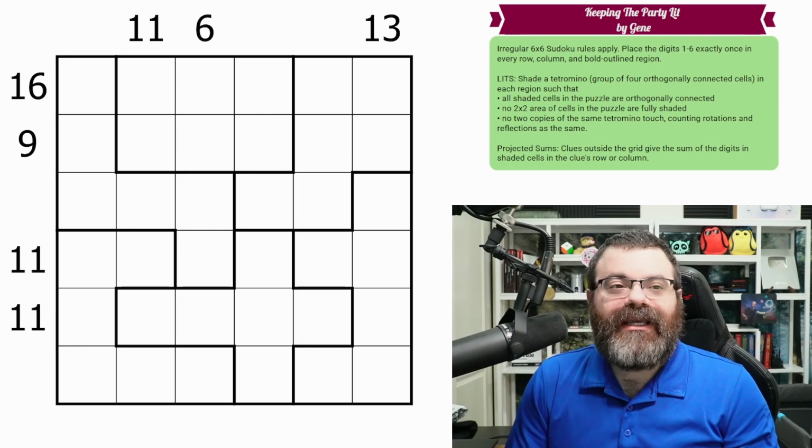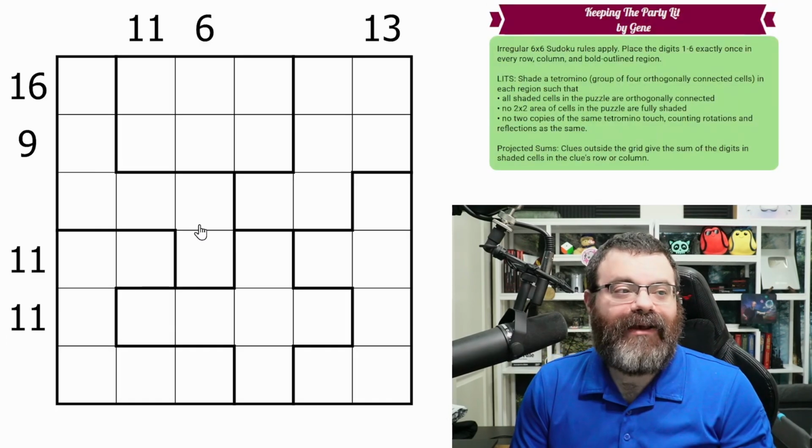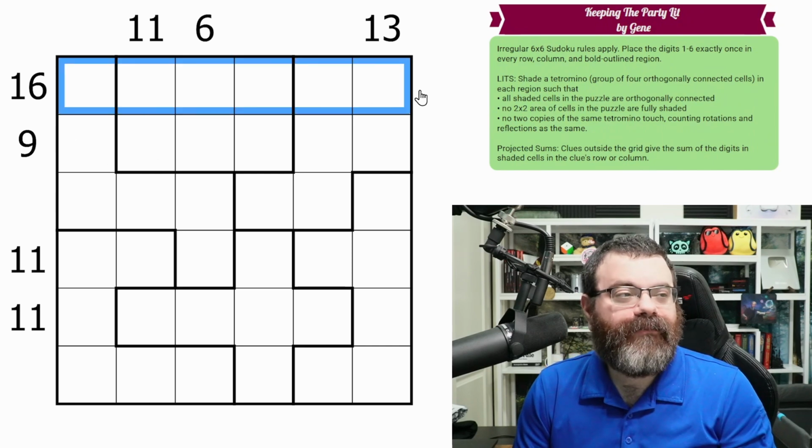Those are the rules. There's a link in the description if you'd like to try the puzzle yourself, and I'm going to get started right now. In fact, 16 is very big, so why don't we start there?